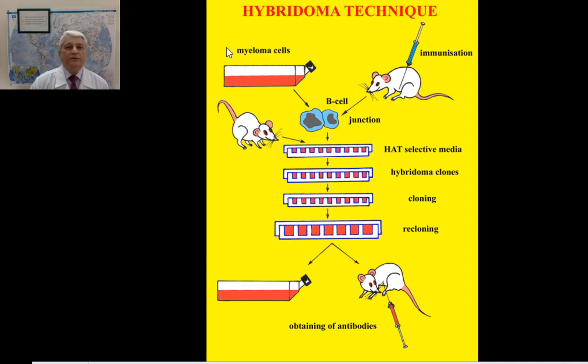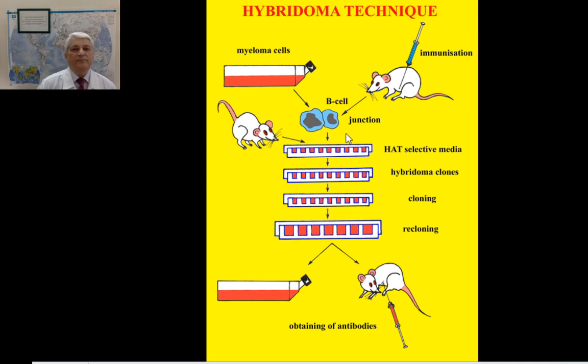So, at first, we have a culture of malignant tumor cells. These cells are immortal because they are malignant. And now we need to receive the second cell, the B lymphocyte, which is producing antibodies with desired specificity.